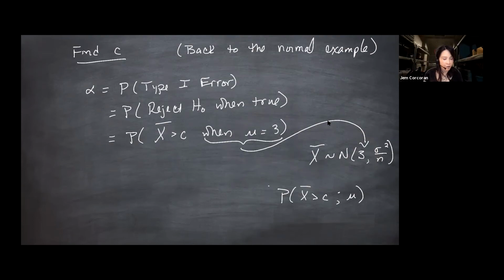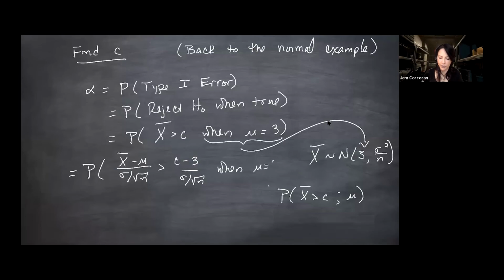And so how do you compute any probability like this? You standardize it. You take X bar minus its mean over its standard deviation, and you could do the same thing to the right side. And usually you do it symbolically on the left side and numerically on the right side. So I'm going to take away the mean of 3 over sigma over the square root of n when mu equals 3.